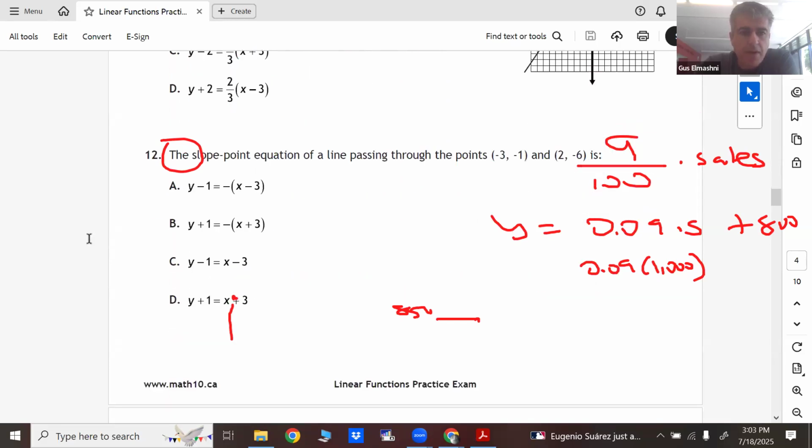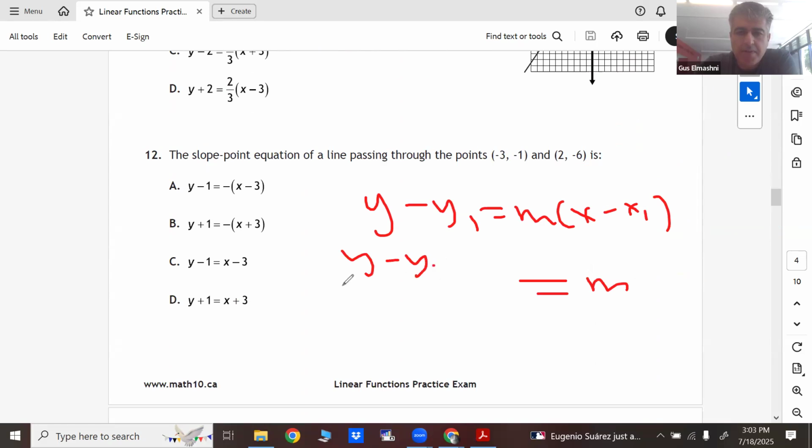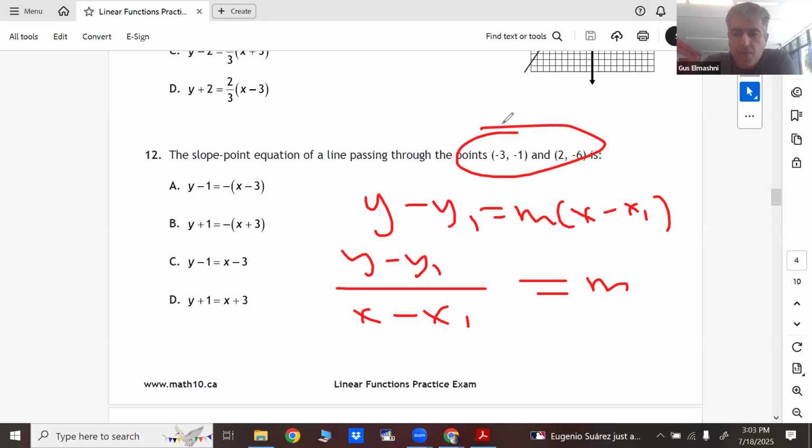Let's talk about point slope form, or slope point, whatever they're called, but I usually call it point slope. Point slope formula looks like this. And again, if you think about it, if I isolate m, that just represents the slope formula. But I do need the slope first, so I've got to subtract the y's. And what order you go in doesn't matter, but you just have to be consistent.